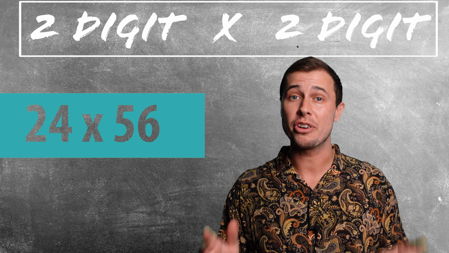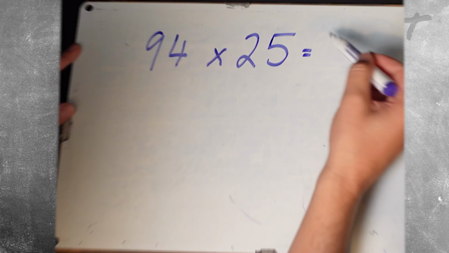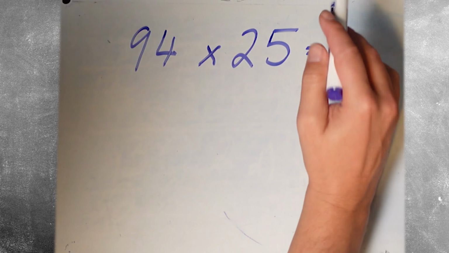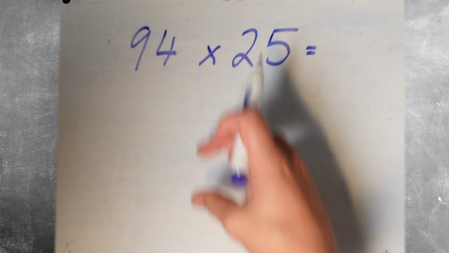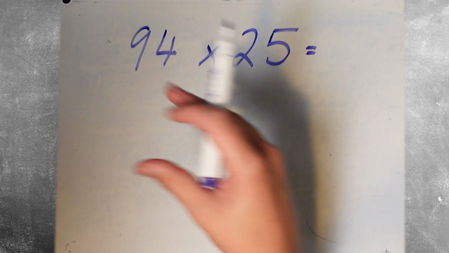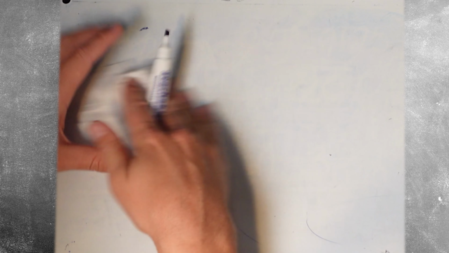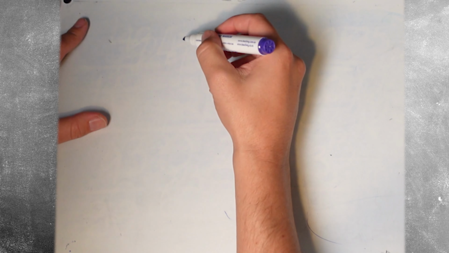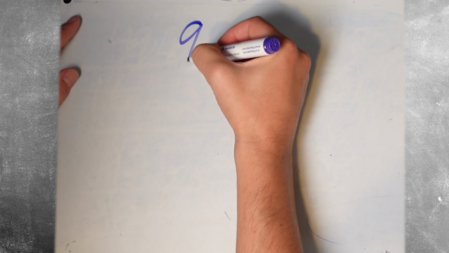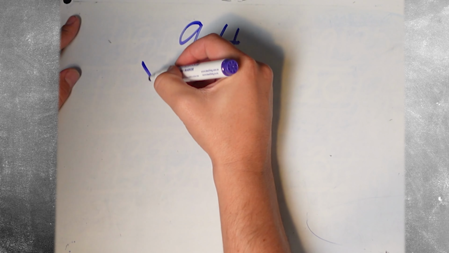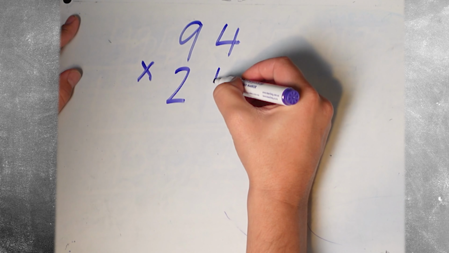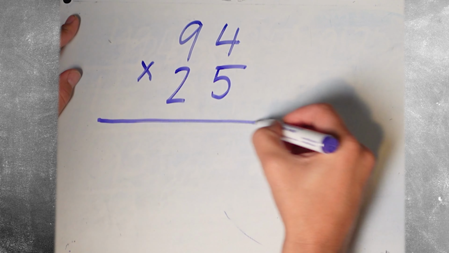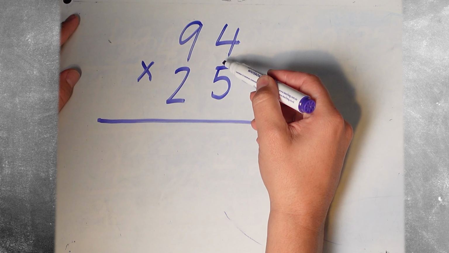If you want to follow along, grab something to write with and let's do it. If your sum is written out horizontally, the first thing we do is rewrite it vertically. (94 times 25). Now we're ready, starting with the 5.